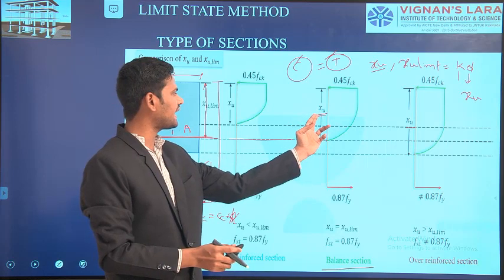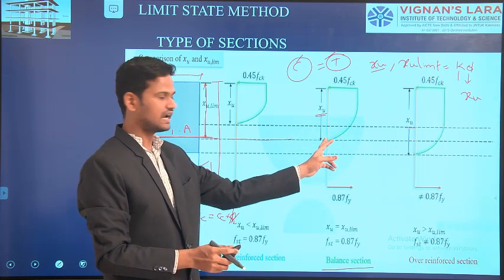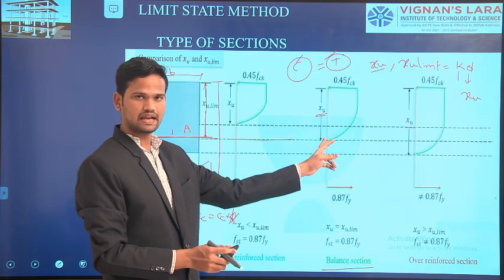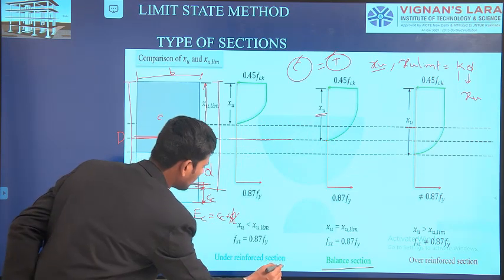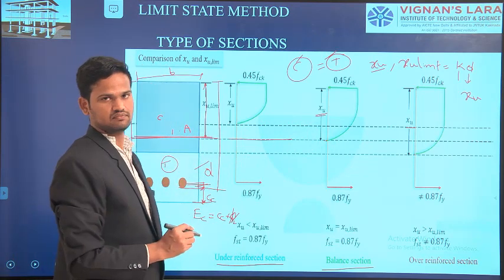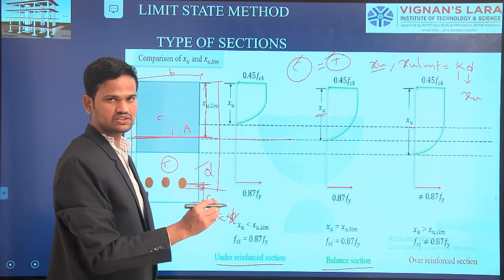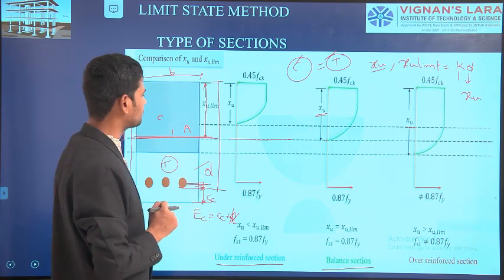That means the neutral axis divides the section at this point, and at this particular point we take XU. Again, we will discuss what is meant by a balanced section, what is meant by an under reinforced section, and what is meant by an over reinforced section. First, I am explaining this diagram.